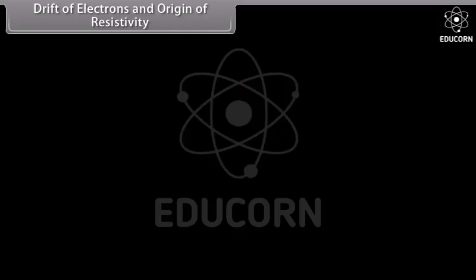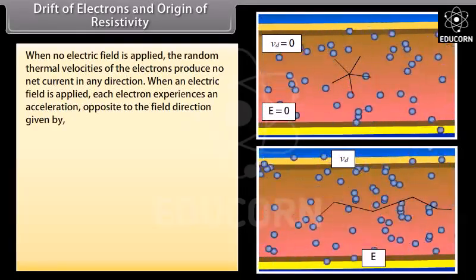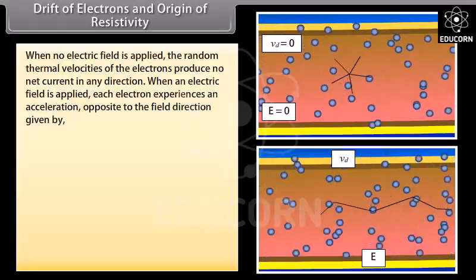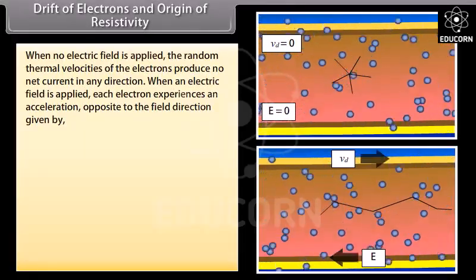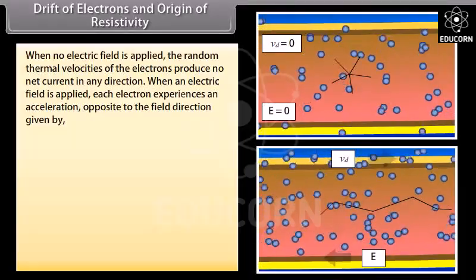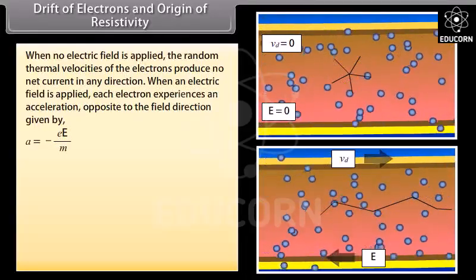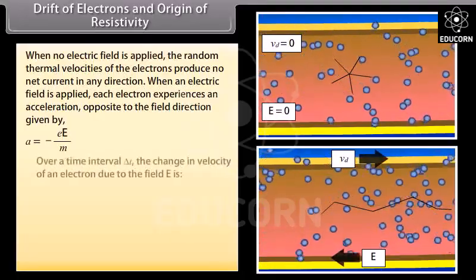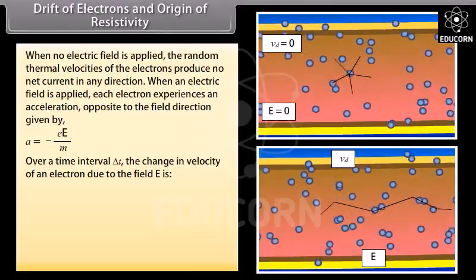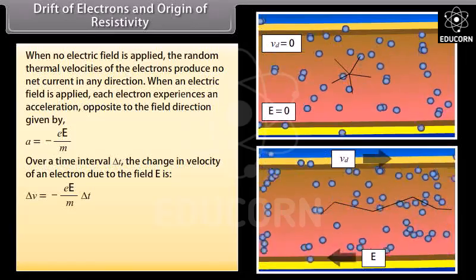Drift of electrons and origin of resistivity. When no electric field is applied, the random thermal velocities of the electrons produce no net current in any direction. When an electric field is applied, each electron experiences acceleration opposite to the field direction, given by a equals minus eE divided by m. Over a time interval delta t, the change in velocity of an electron due to the field E is equal to the product of acceleration and time interval.